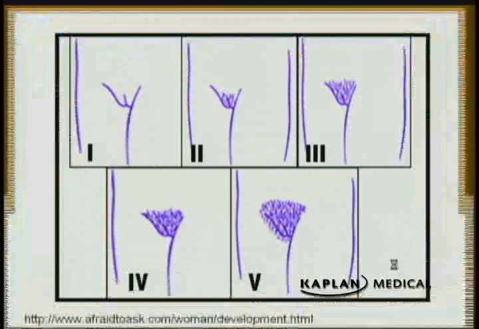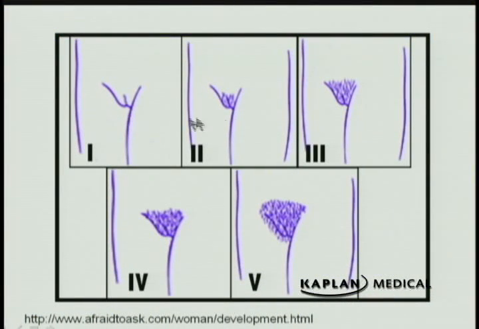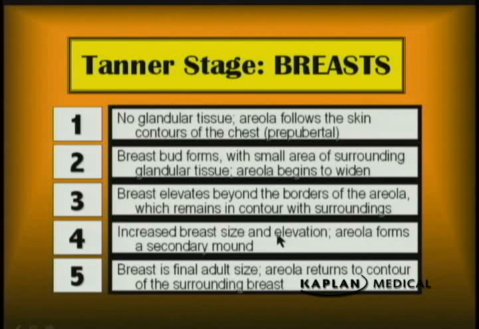And that's really the main things with stage 1, stage 2, stage 3, stage 4, and stage 5. None, the labia, the pubis, and extends to the thighs. In terms of breast development, we're looking at glandular tissue, the areola, and the contours.